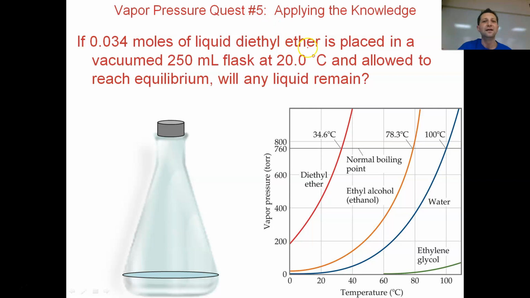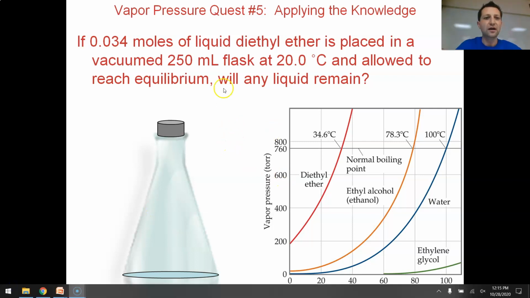All right. Number 5, as we kind of wrap up some of this here: if 0.034 moles of liquid diethyl ether is placed in a 250 mL flask at 20 Celsius and allowed to reach equilibrium, will any liquid remain? Okay, so let's think about how we have to approach this question.